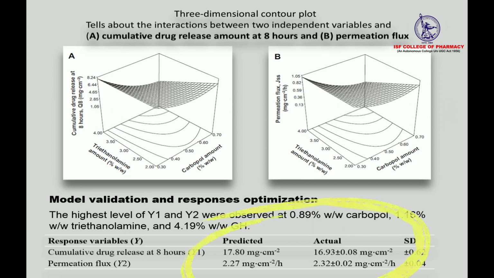Observing the table data, it can be concluded that the standard deviation between the actual and predicted values of Y1 and Y2 are not more than 0.7. The acceptable limit can be up to 5%. It showed the model suitability and optimization of experimental conditions using which a quality product can be developed with desired therapeutic efficacy and safety.